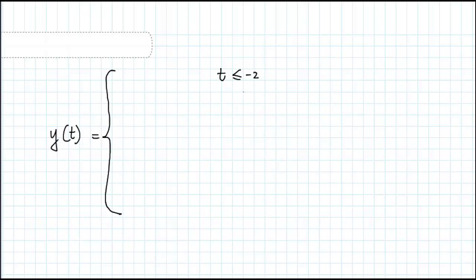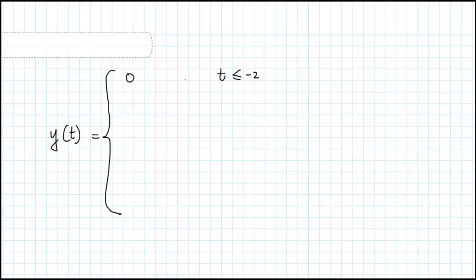So if you remember, you can look into your notes. I am having y of t, which will have different values. One value is for t less than or equal to minus 2. At that time the value of y of t is 0. Let me write it like this.